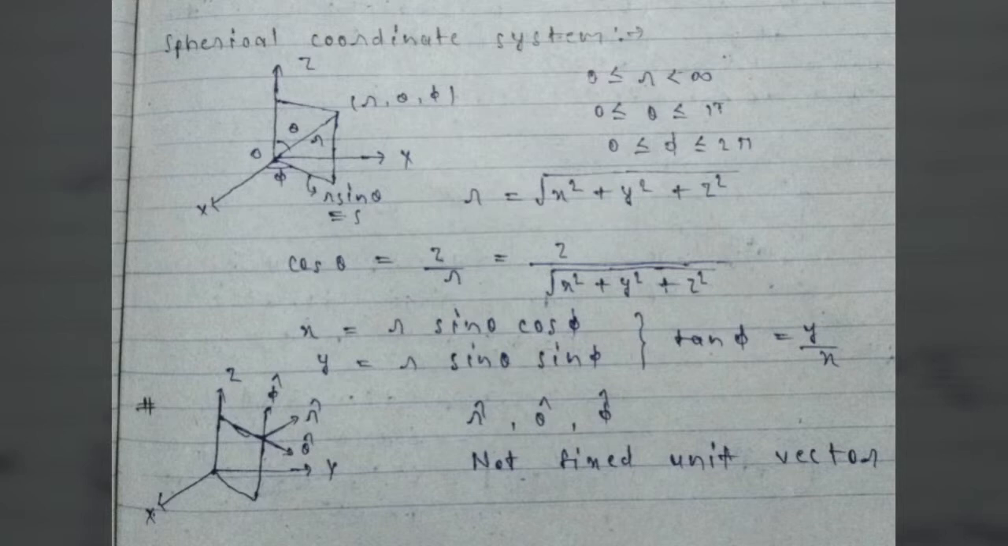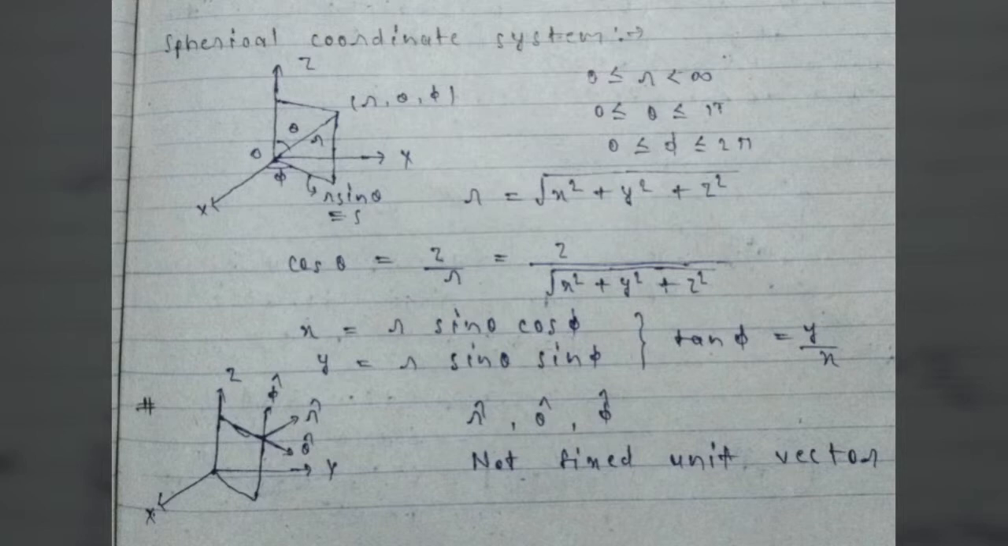To cover the entire space, we let r go from 0 to infinity. Theta varies from 0 to pi. That means it varies from plus z axis to minus z axis, and then let phi vary from 0 to 2 pi. And that covers the entire space. So these are going to be the ranges of the variables.